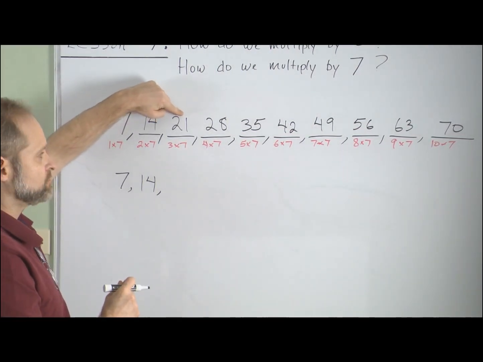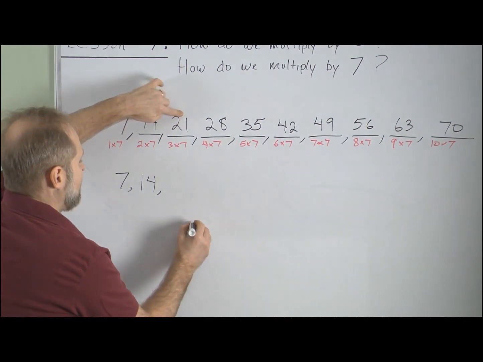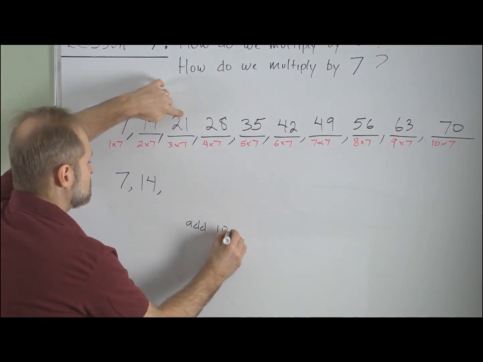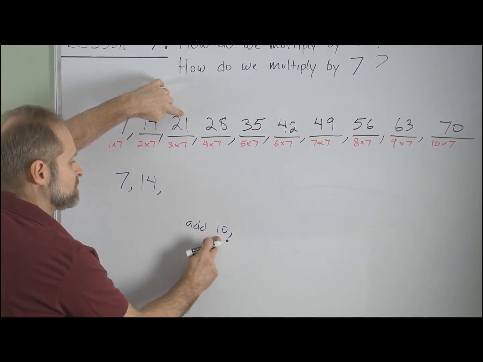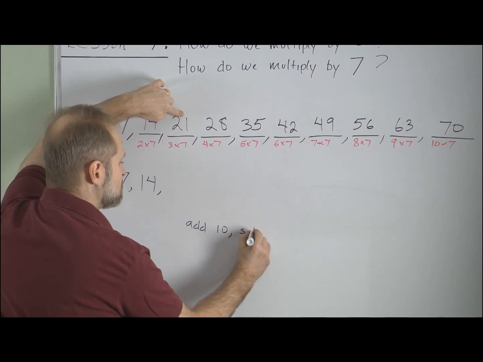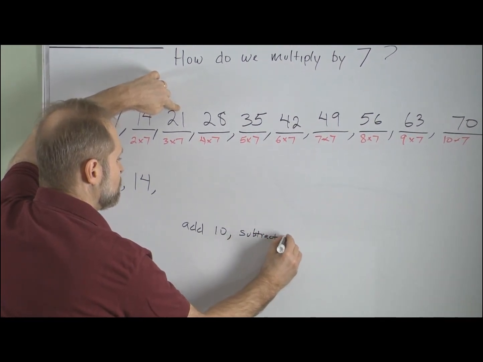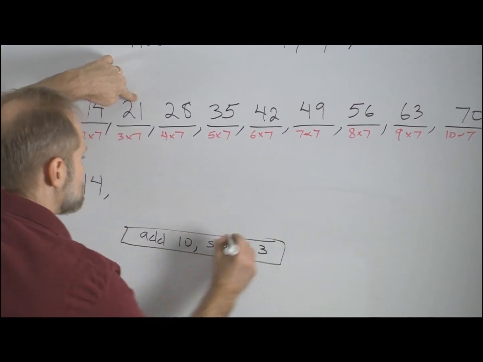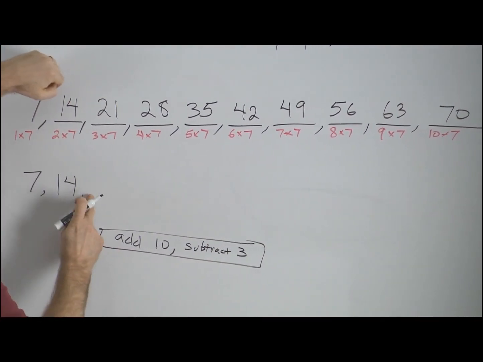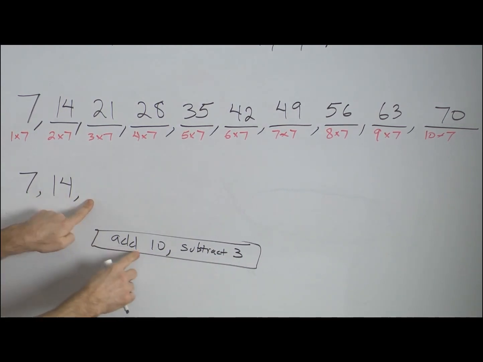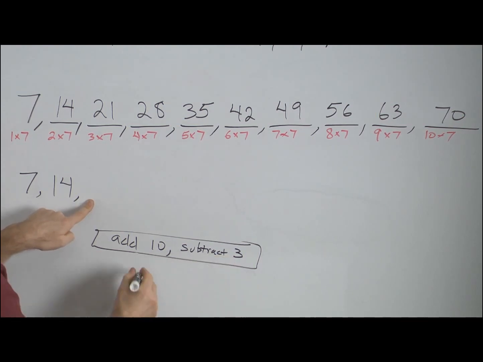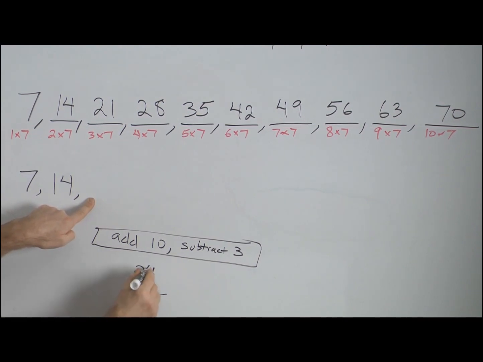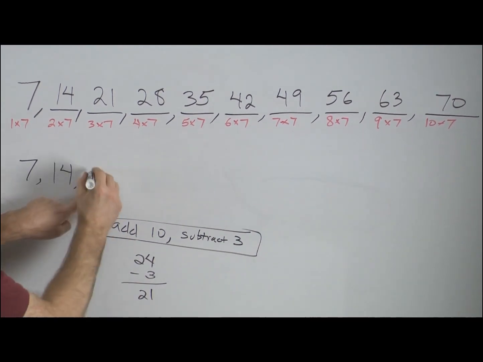Well, one thing we can do is try this. We can add 10, but that's too much. So what do we need to take away? Well, we need to subtract the number 3. If we add 10 and subtract 3, that'll help us get the next number. Let's try that. 14 plus 10 is 24. Now, from 24, we have to subtract 3. If you can do that in your head, that's great. If you can't, feel free to write it out. 4 minus 3 is 1, 2. So this is going to be a 21.